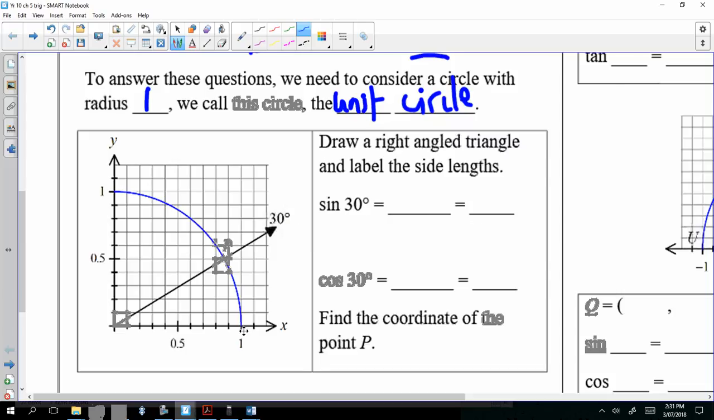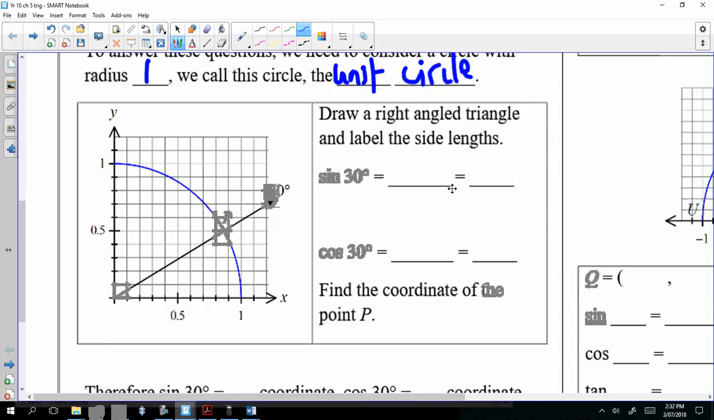We're just looking at this first quadrant of the circle. We're going to draw a right angle triangle and label the side lengths. Okay, let's draw a right angle triangle there. So see the point P? We'll draw a right angle triangle, and in here, this is 30 degrees. Okay? So that's your first step. Now, what's the length of the opposite? What's this length?